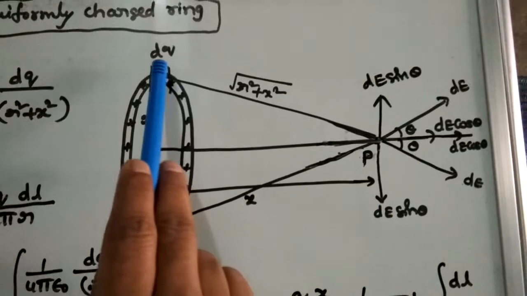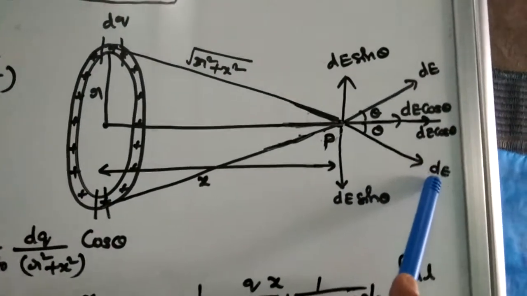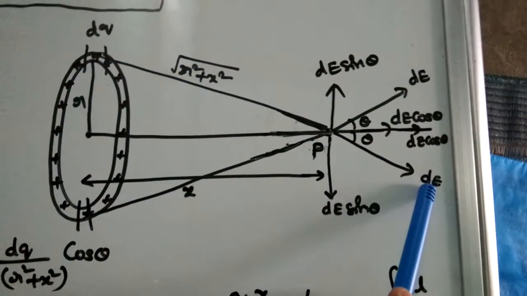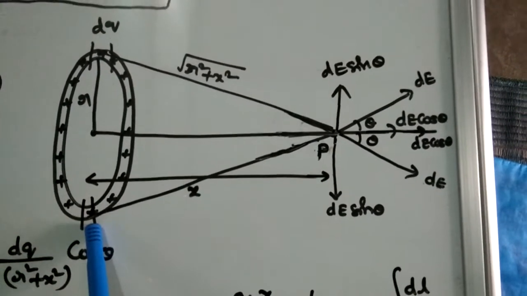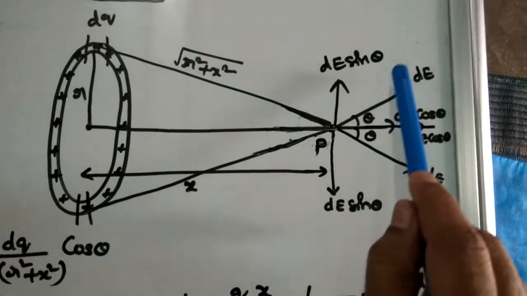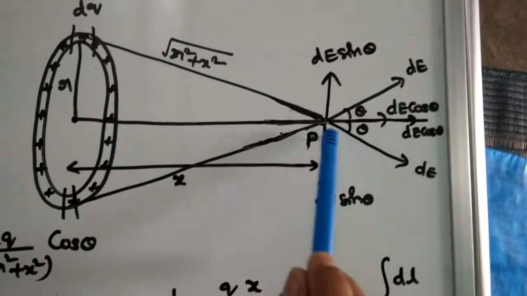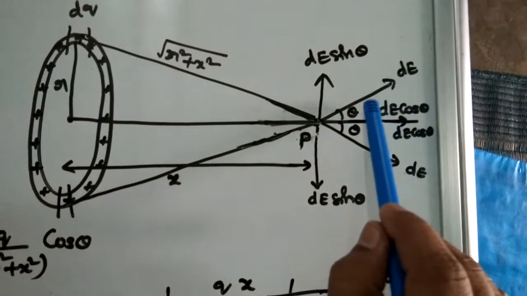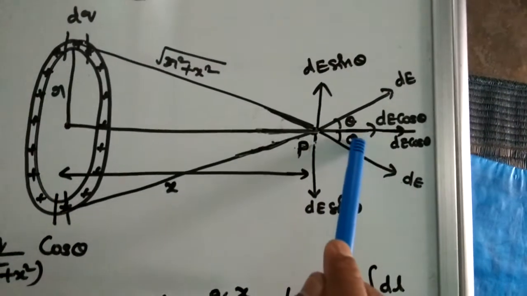You know very well, if it is a positive charge, the electric field due to a positive charge is away from it. Here I am considering the dq charge, so it gives electric field dE. Similarly, at the bottom I am considering one more charge element dq. It is also giving electric field dE. And at this point P, with the horizontal line, dE makes an angle theta. The other dE also makes an angle theta.